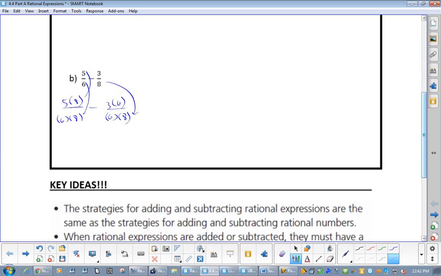So now you multiply 5 times 8 is 40 over, now we can multiply it now, 6 times 8 is 48, minus 3 times 6, 18 over 48. And then you now go 40 minus 18 is 22 over 48. And you can reduce that. You can divide by 2 on each of them, or put 22 over 48 in your calculator, and you get 11 over 24.